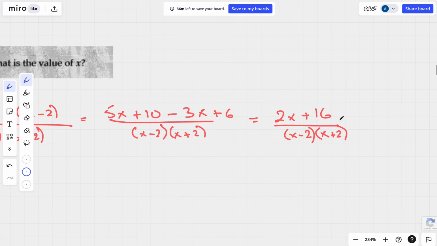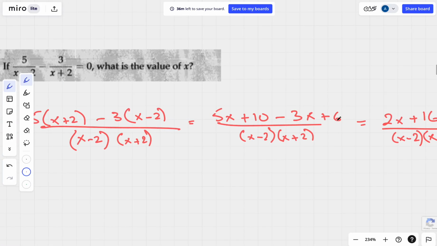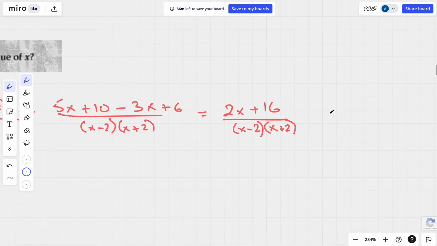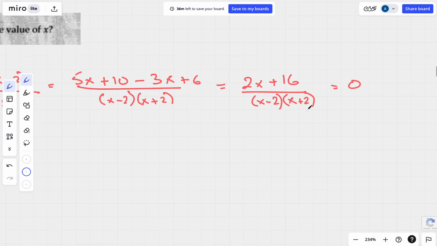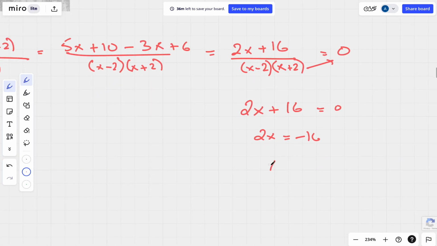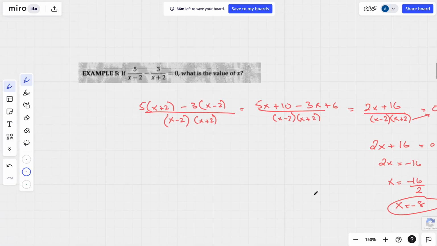We can factor, it's equal to 0. So we can make this equal to 0 because this expression is equal to 0. So this can go up and multiply with 0, which is just 0. So we get 2x plus 16 is equal to 0. And then 2x is equal to negative 16, which means x is equal to negative 16 over 2, which is negative 8. That'll be the value of x.